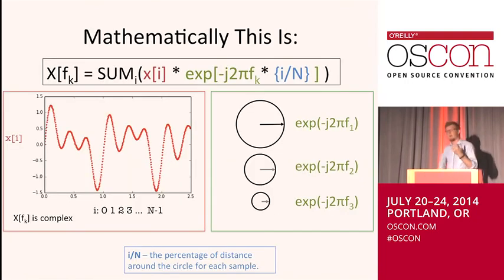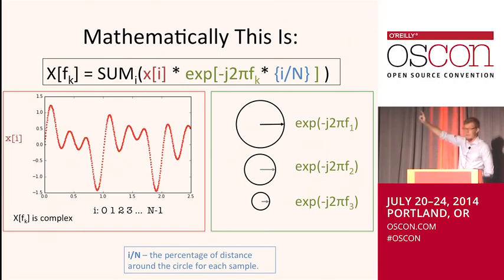So everything that we've talked about up to this point, we can express mathematically as a summation. Remember, we're summing all our points, and we're taking our points and mapping them onto these circles. So up at the top, it's an equation. Big X is our output, what we're looking for. It's the frequency information of our signal. F sub k is the specific frequency we're interested in. We probably want to look at a whole range of them.